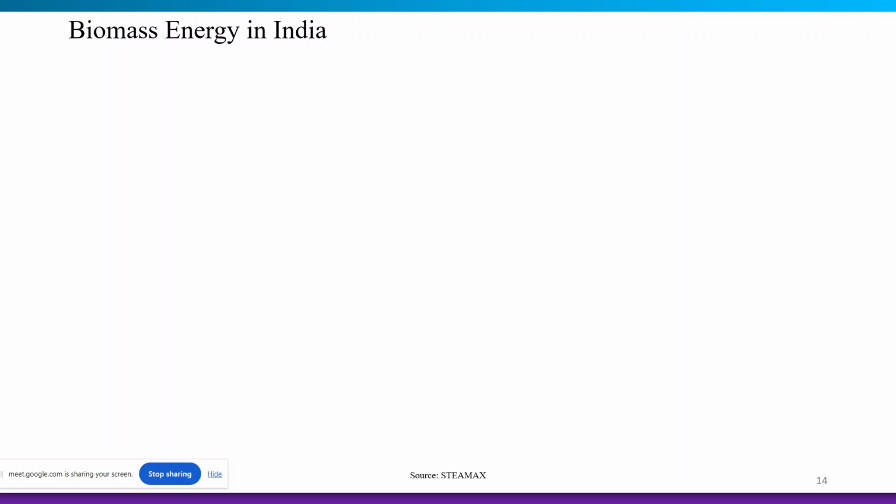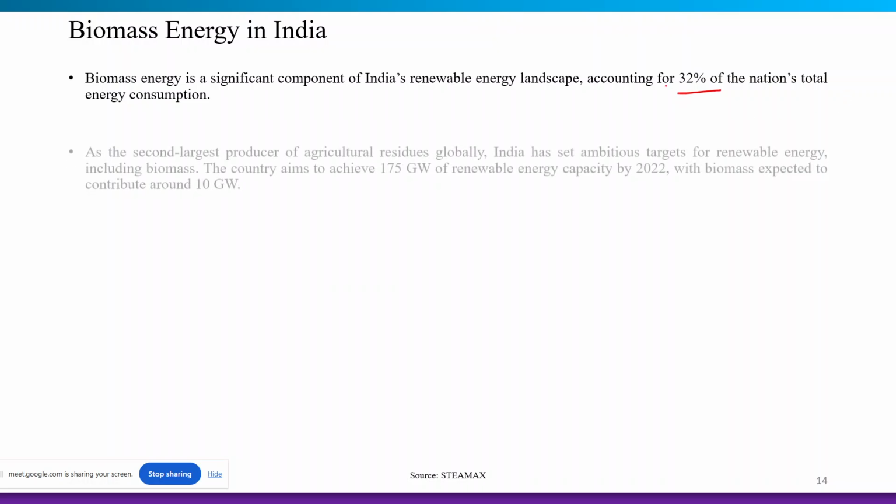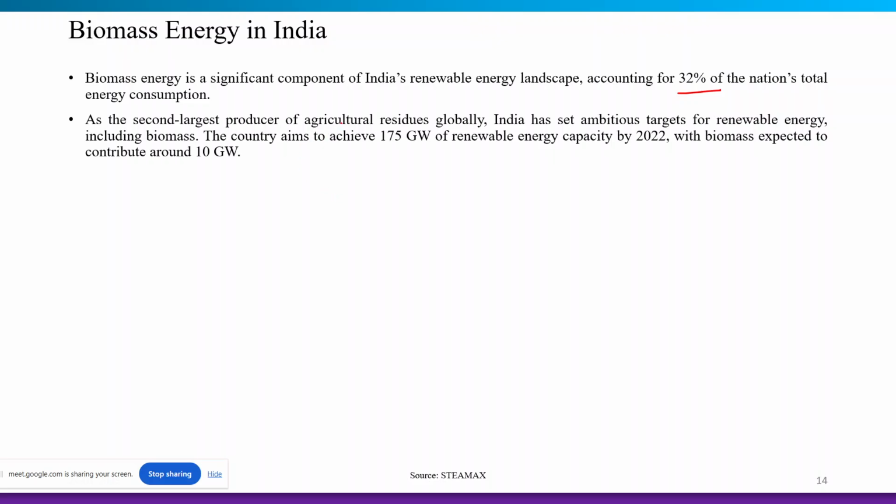So, coming to biomass energy in India, biomass becomes a significant component in the Indian renewable energy sources, accounting for almost 32% of the nation's total energy consumption. As the second largest producer of agricultural residue globally, India has set an ambitious target for renewable energy, including biomass. The country aims to achieve 175 gigawatt of renewable energy capacity by 2022, with biomass expected to contribute around 10 gigawatt. Now the value has been increased, but I have reported up to 2022.